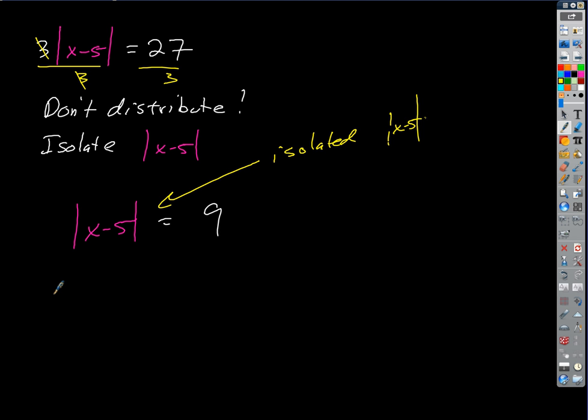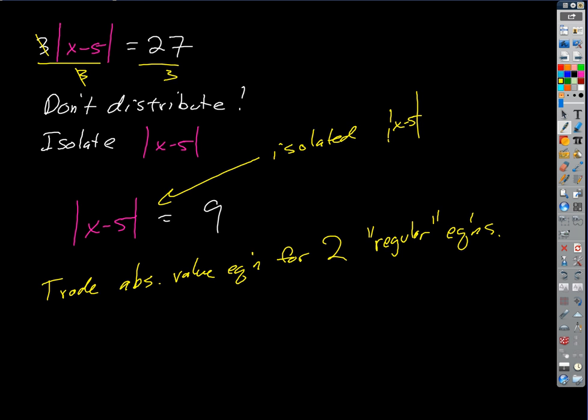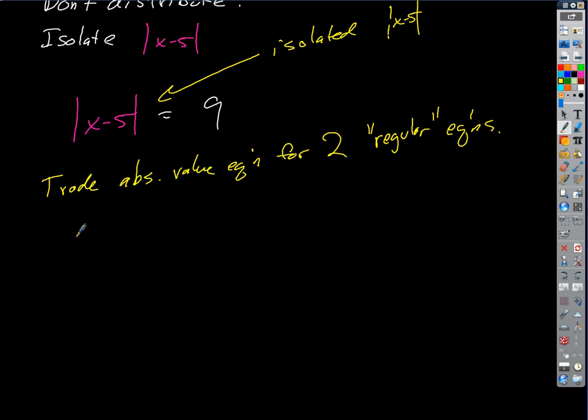So the next step, we're going to trade the absolute value equation for 2 regular equations, right? So what are those? Either x minus 5 equals 9. Good. Either whatever's inside the absolute value equals 9, or x minus 5 equals negative 9, and then I just solve. Okay. Make sense?